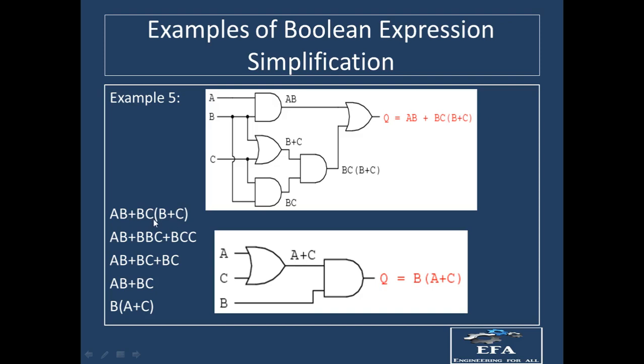that multiplying BC into B plus C, we will be having BBC plus BCC. So B into B will be equal to B, and C into C will also be equal to C, right? So we will be having AB plus BC plus BC. So BC plus BC is also equal to BC, right? So from this expression we will be having B common, and we will be having B into A plus C, right? So this is the final expression over here.